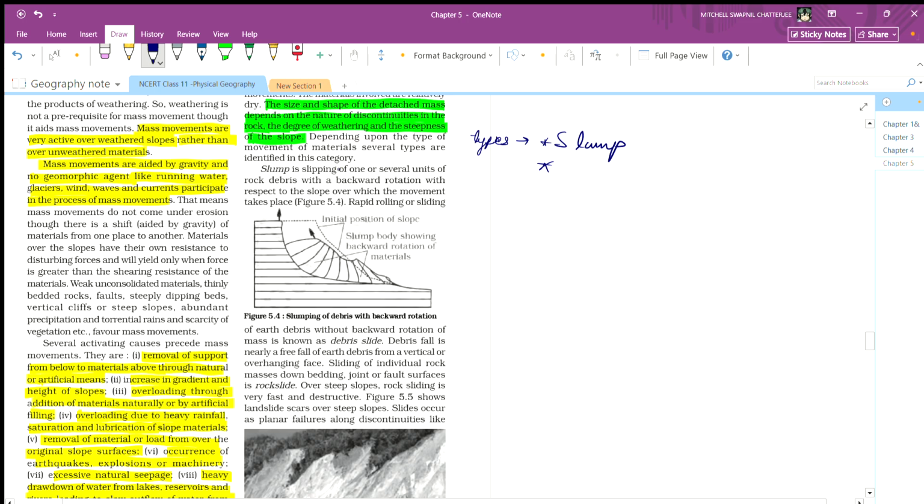Slumping of debris with backward rotation. So what is happening here? This is the initial position of the slope. Okay, this is the initial slope. Now slumping shows a backward rotation.